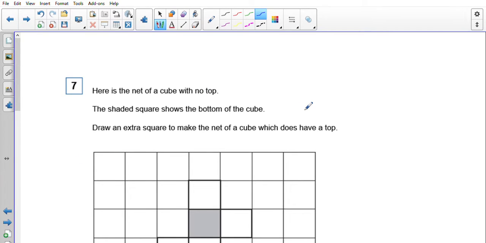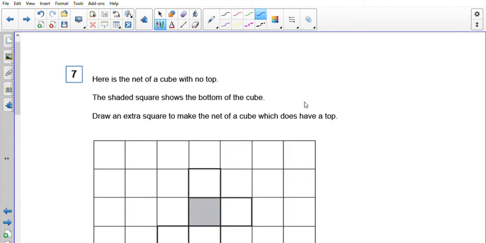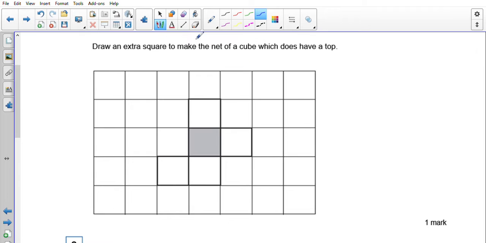Number 7, here's a net of a cube with no top. The shaded square shows the bottom of the cube. Draw an extra square to make the net of a cube which does have a top. Okay, so again with these, if you don't want to print it out, you can just draw these in your book. That's absolutely fine. With this one, there's actually 4 places I can pop this cube. So if I just plant one there like that, there's going to be 4 different places I can put it.